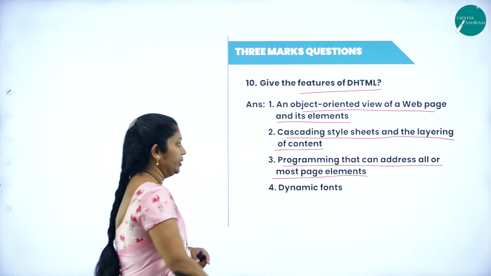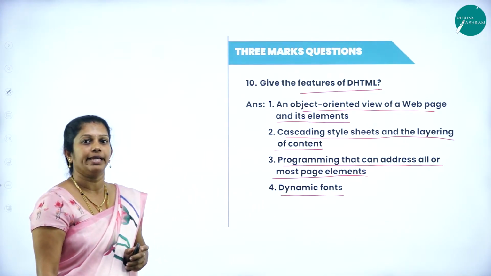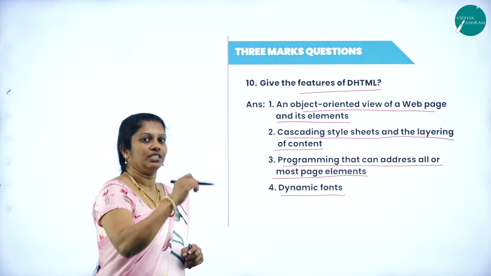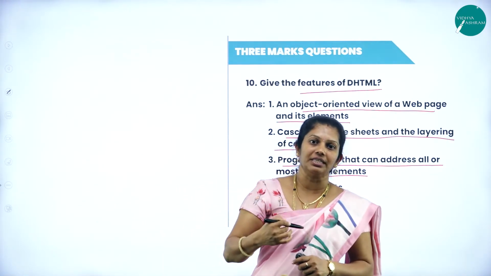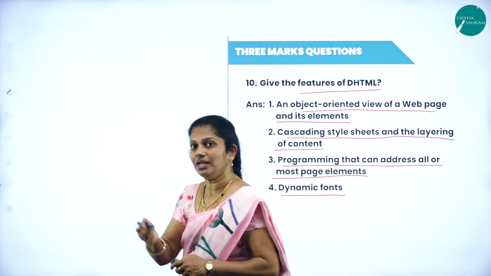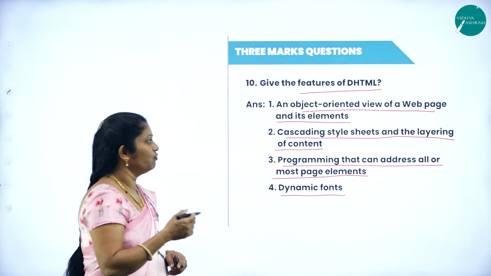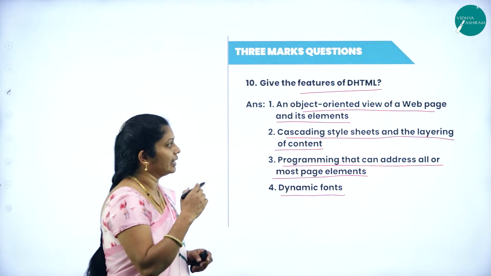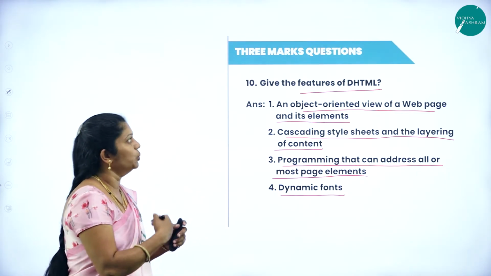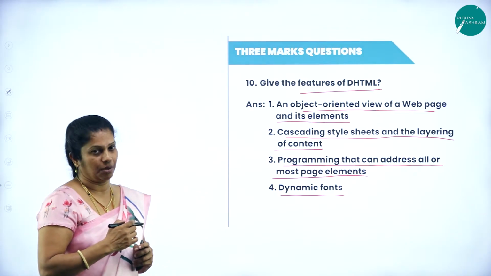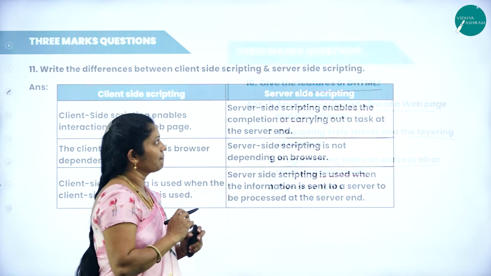And with that, we get dynamic fonts. Whichever font or color you want, we can change dynamically. If I just move the cursor onto that point, automatically the color, styles, everything can change. Whereas in HTML, it is not possible. So the features are dynamic fonts and programming that can address almost all page elements. These are a few features of DHTML, that is Dynamic Hypertext Markup Language.